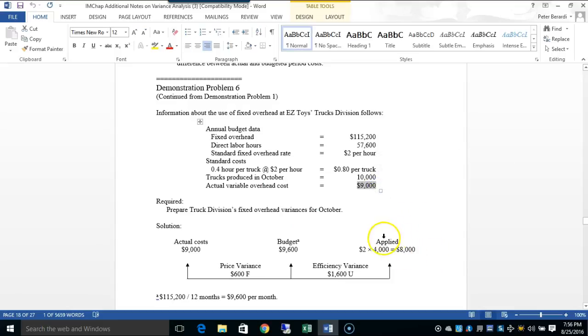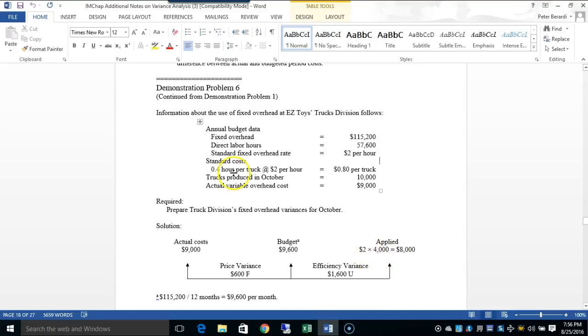The trick here is the applied. How do we get this $2? Let's look at our fixed overhead budget for the year, $115,200 divided by our budgeted direct labor hours of 57,600, which is the $2. Therefore, our predetermined rate is $2.